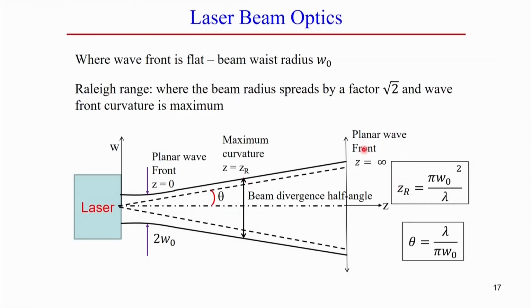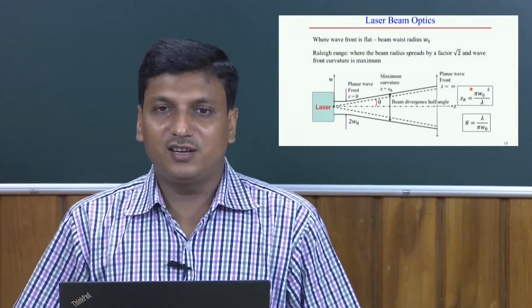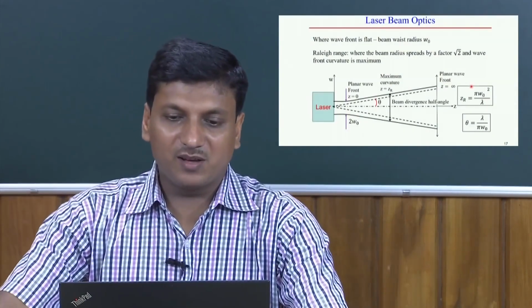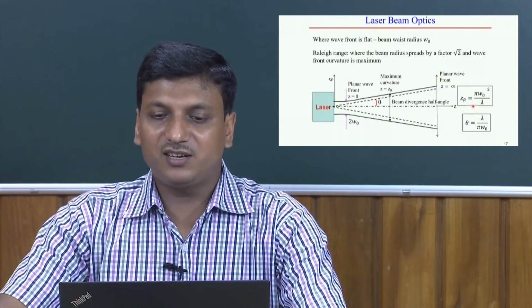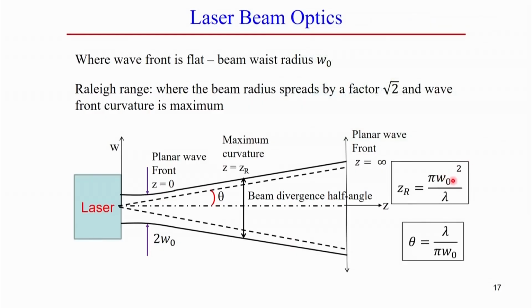But here, a planar wave front we can find at z equal to infinity, and theta equal to the beam divergence half angle. These are the typical optical parameters we generally consider for the analysis of the laser beam. Here, ZR has a relation with the wavelength of the laser: ZR equal to pi W0 square by lambda, and theta equal to lambda by pi W0.